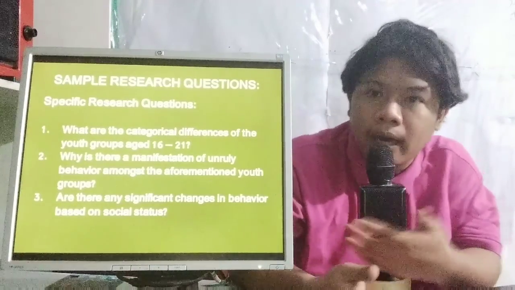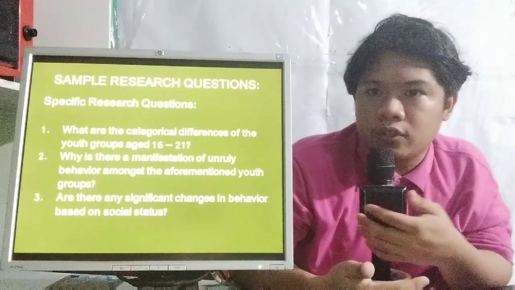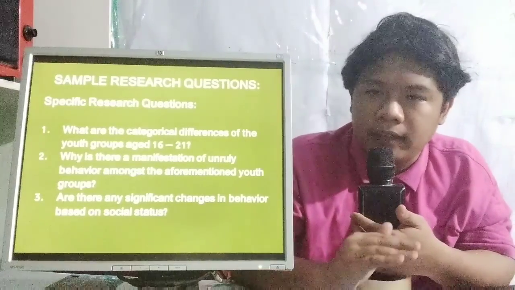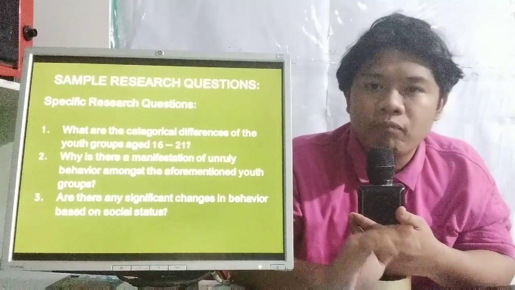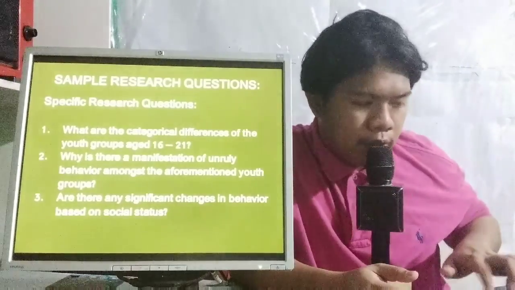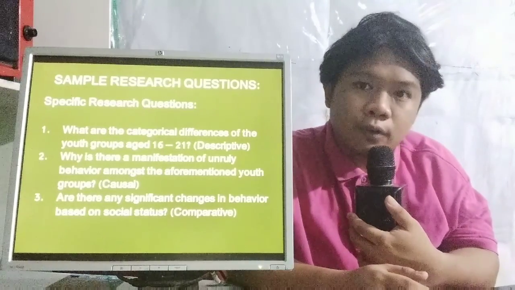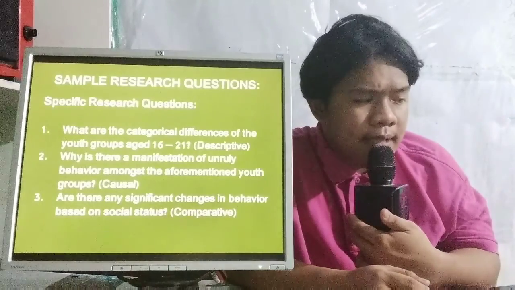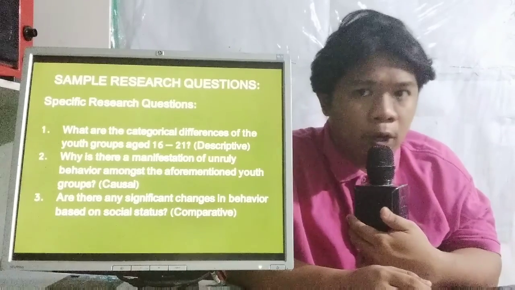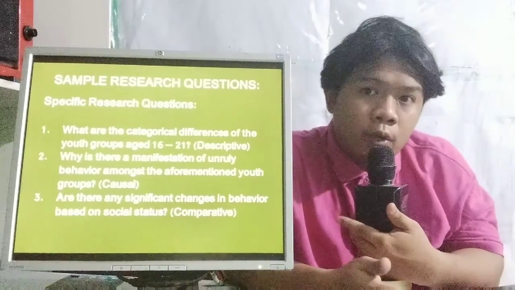Now, what I want you to do is make a guess on what type of research questions I actually used upon writing these three specific research questions. To answer that, I've already provided the answer. My first question is, of course, a descriptive question. The second question is a causal question. And the third one is a comparative question.